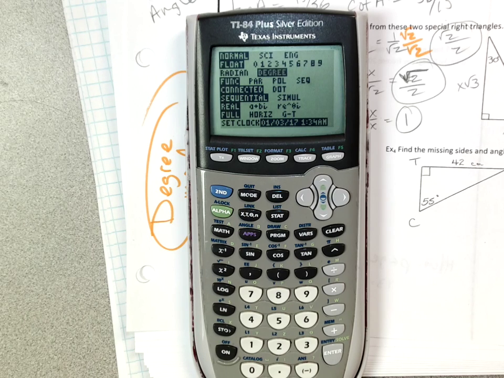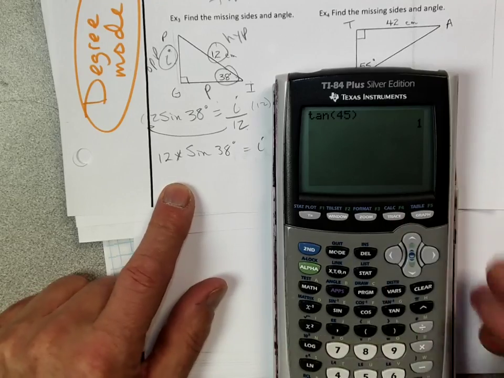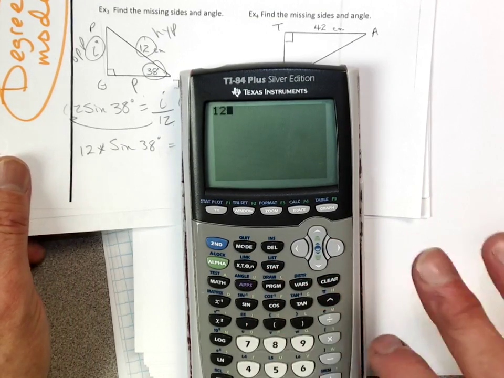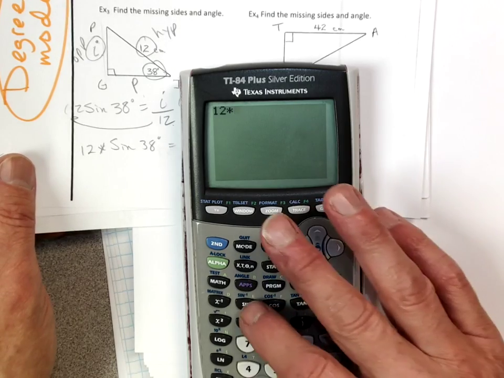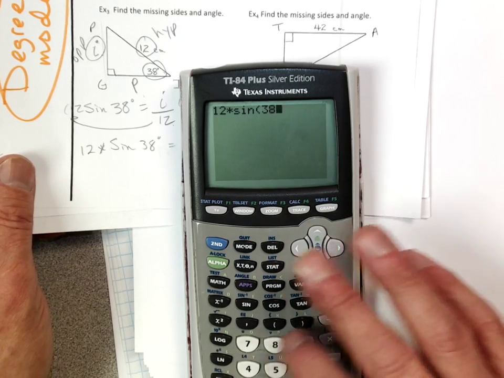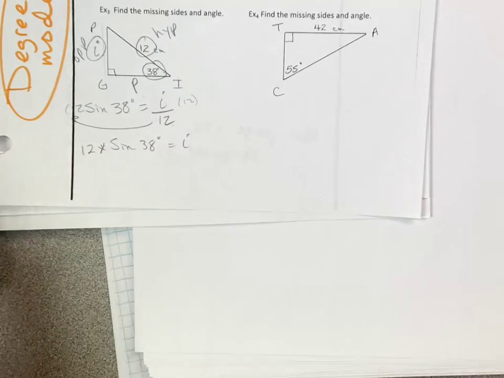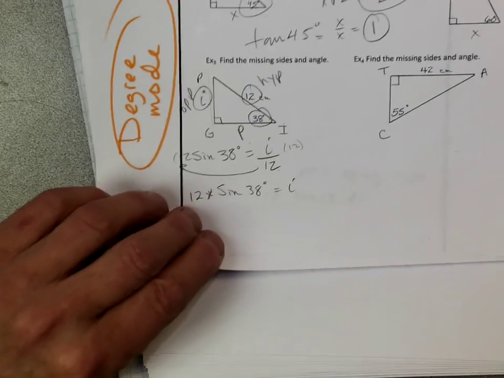You got it? Okay, now let's use our calculator. Let's type in exactly what it says: 12 times sine of 38, close parentheses. That's what I'm telling my calculator to do, 12 times sine of 38. Enter. What do I get? About 7.4, we'll round it to 7.4. So I have little i equals 7.4.